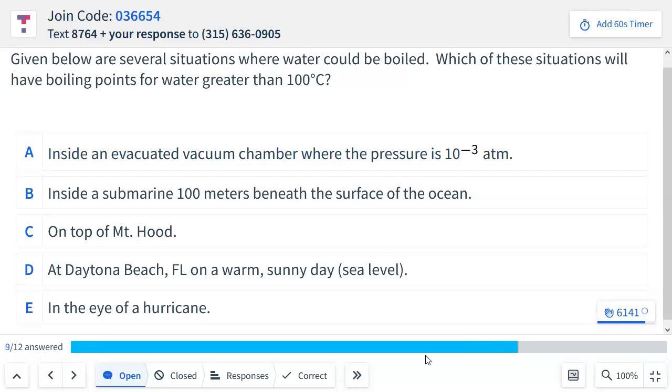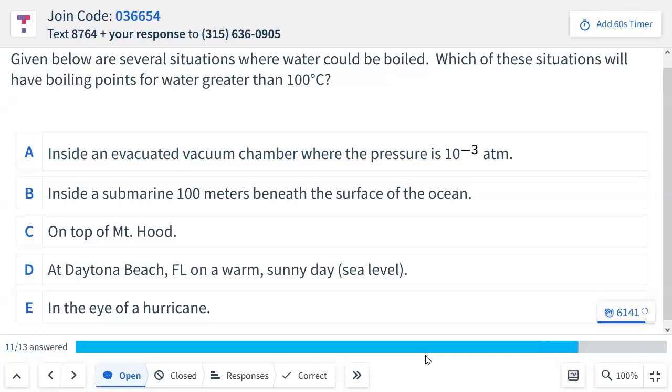If we're trying to boil water at greater than 100 degrees Celsius, what kind of atmospheric pressure are we looking for? Are we looking for above normal or below normal? We need to be above. Because again, if vapor pressure and atmospheric pressure meet at the boiling point, we're going to need higher pressures to get that temperature up above 100 degrees. So most of these scenarios involve lower than atmospheric pressure.